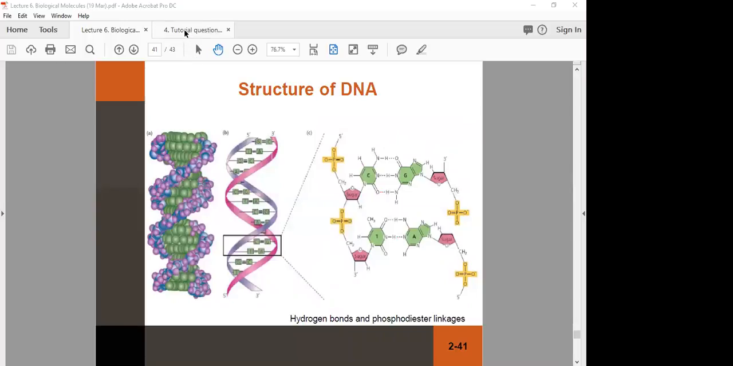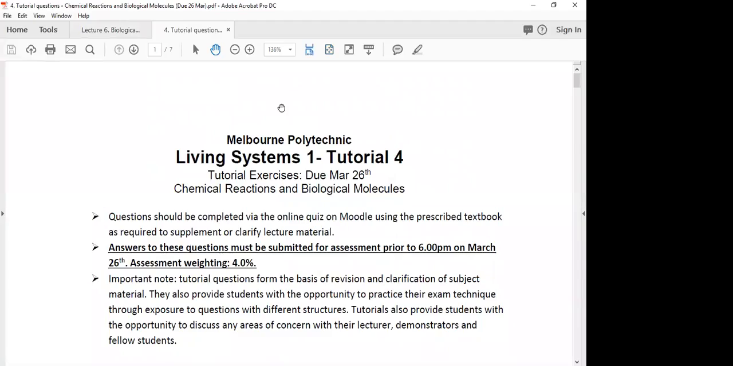All right, before we go, tutorial questions for this week. Okay, chemical reactions and biological molecules, tutorial number 4. And these are assessed. Okay, and due, of course, next Monday by 6 p.m. Okay, if you've got any problems with the tutorial questions, anything you're not understanding, please let me know.